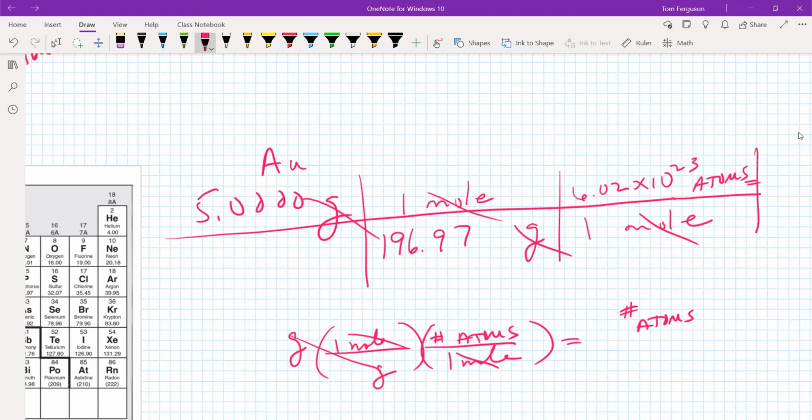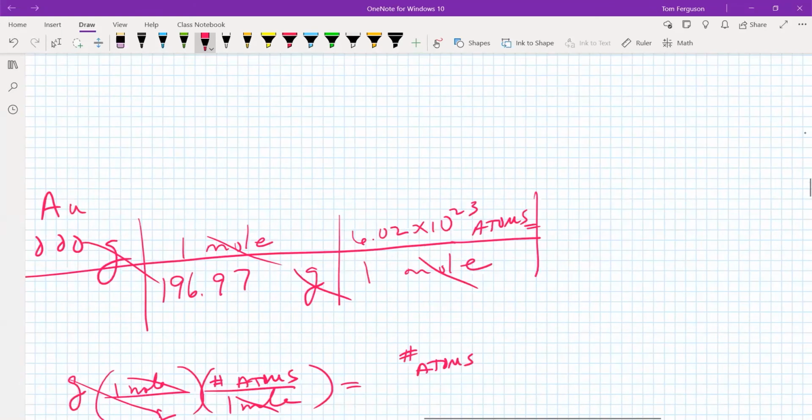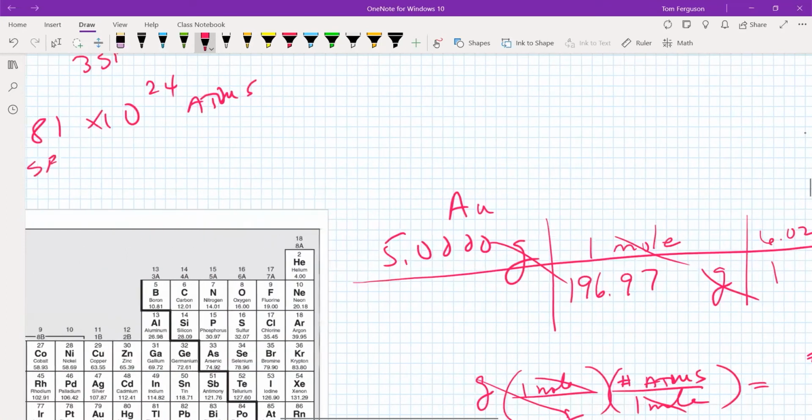So it's going to be 5 times 602 EE 23 divided by 196.97. Okay, that gives us 1, 2, 3.